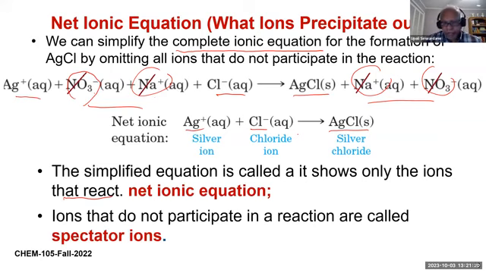Ions that do not participate in the reaction are called spectator ions. From the complete ionic equation, you remove the spectator ions, and you get the net ionic equation. Sometimes they ask questions about this, which is the molecular equation, which is the complete ionic equation, which is the net ionic equation for a precipitation reaction. This idea is used in many chemical reactions. You will see it later.